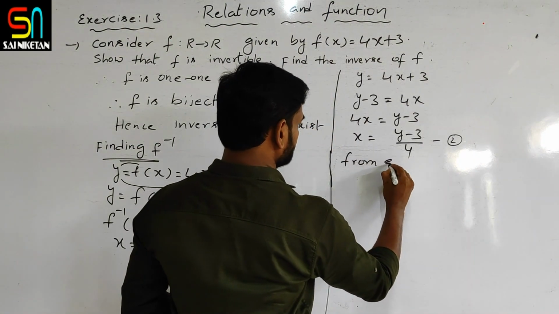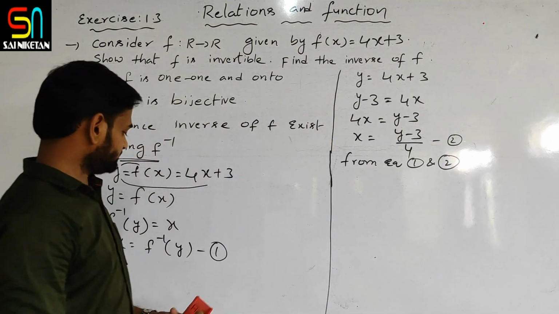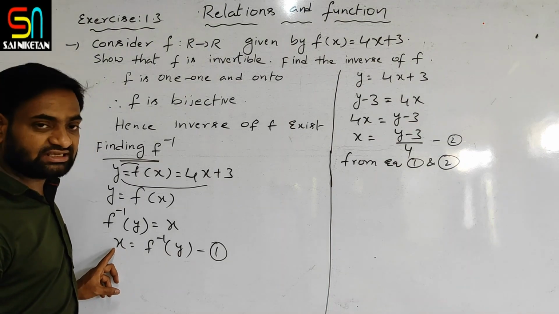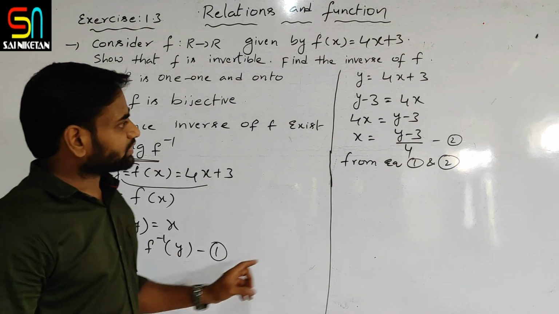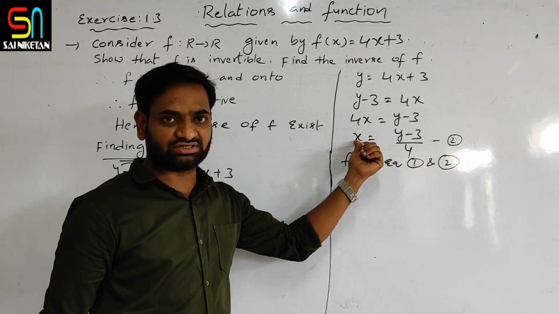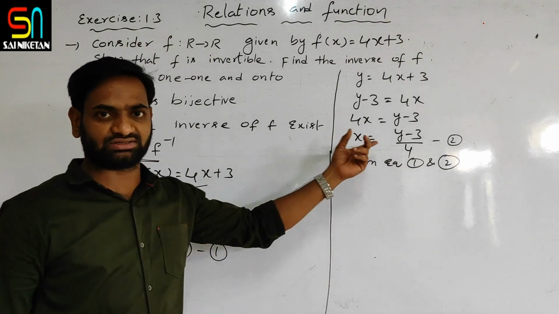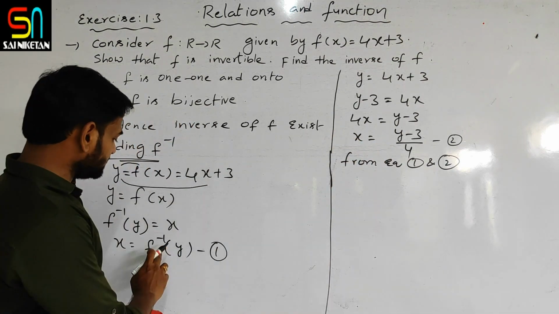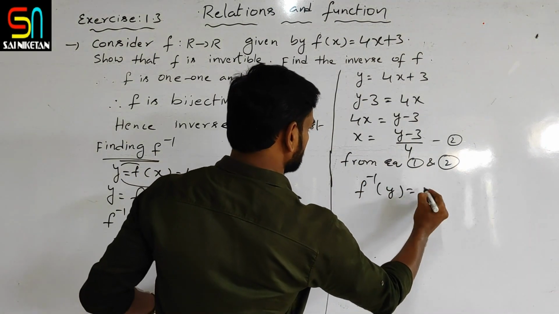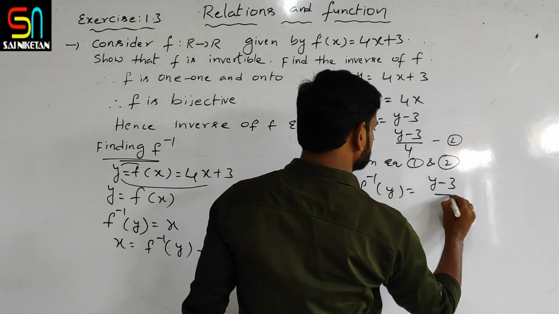Okay. Now see, I am calling this equation 2. From equation 1 and 2, see here. In equation 1, the LHS part is x. In equation 2, the LHS part is x. So both LHS parts are equal. Now you can equate the RHS parts. So what is the RHS part here? f inverse of y is equal to, here the RHS part is (y minus 3) by 4.